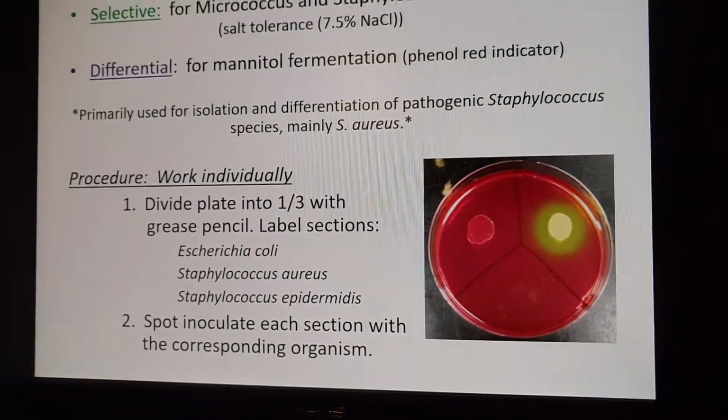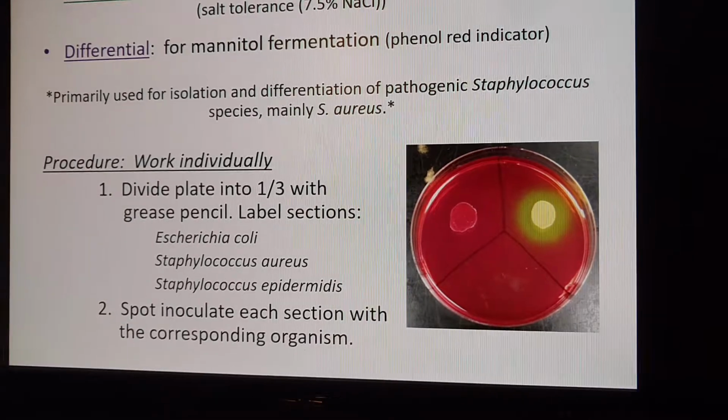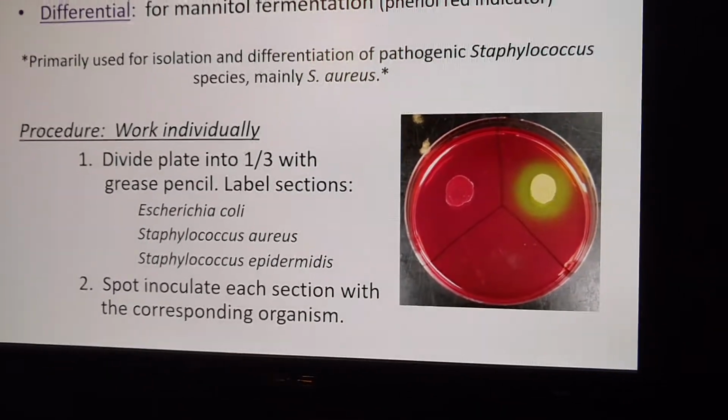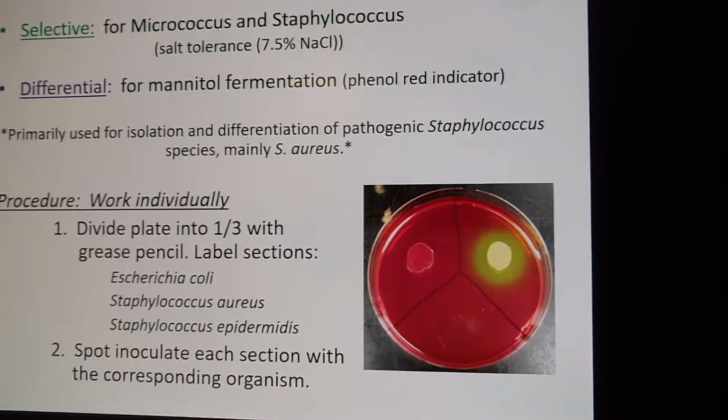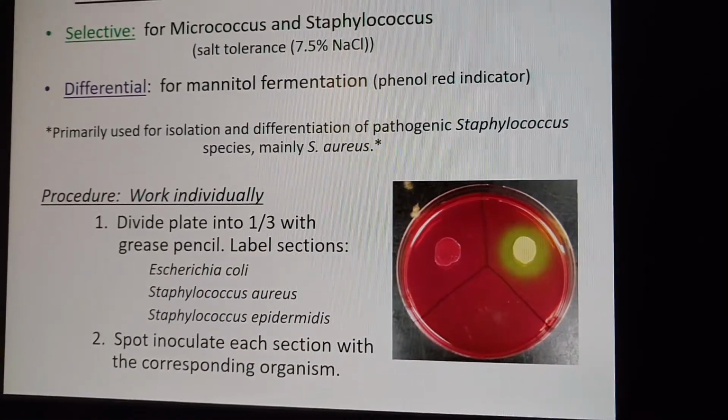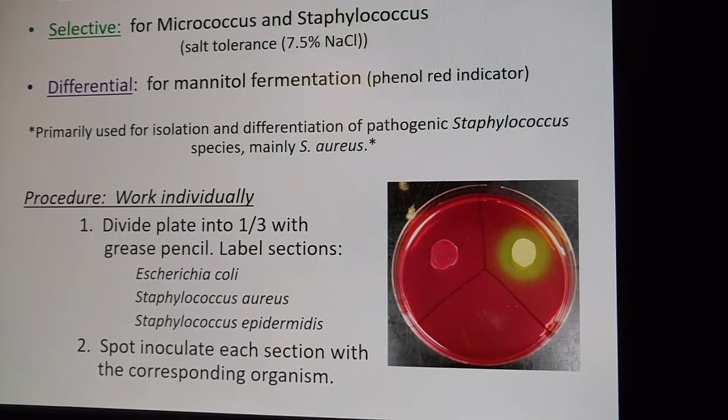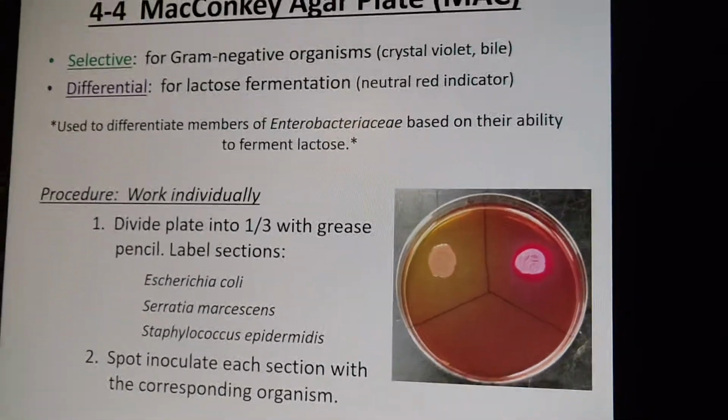You're going to get the Staph aureus and the Staph epidermidis, both staph types of bacteria, or if you'd have used Micrococcus, it would grow on here as well. So those are going to grow, and then the differential property is whether or not it ferments mannitol.